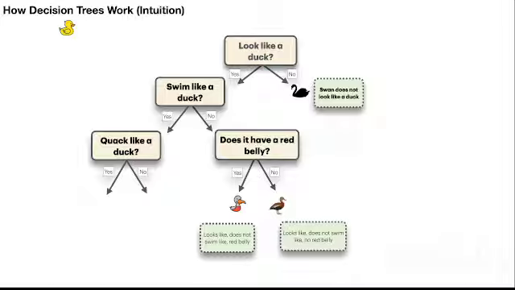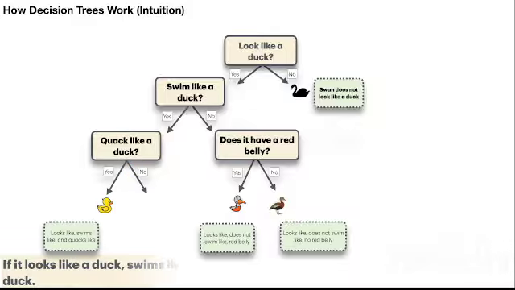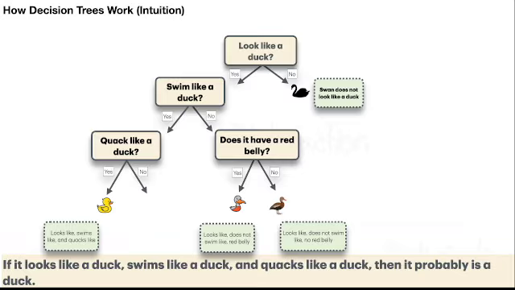A rubber ducky, on the other hand, is a duck, at least by our rules, so it gets classified as a duck. And finally, a goose may look and swim like a duck, but our tree thinks that it is not.